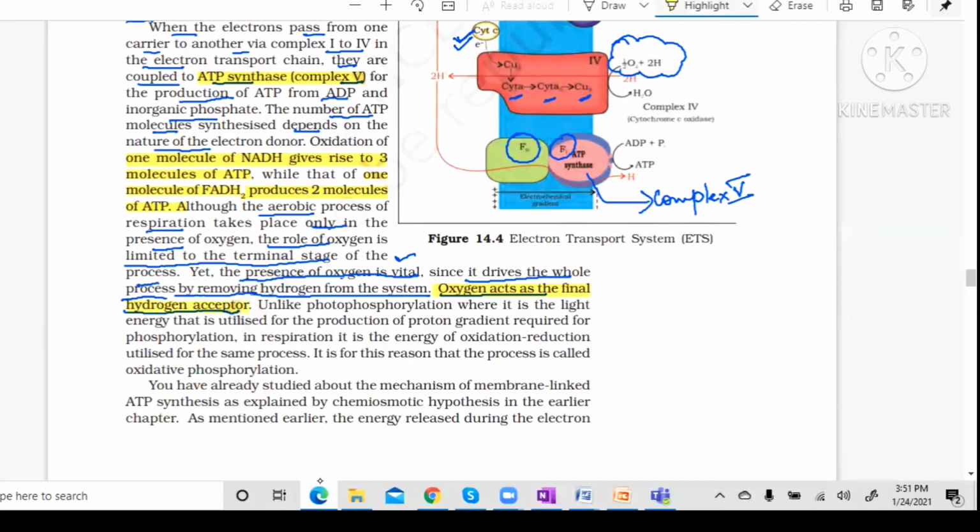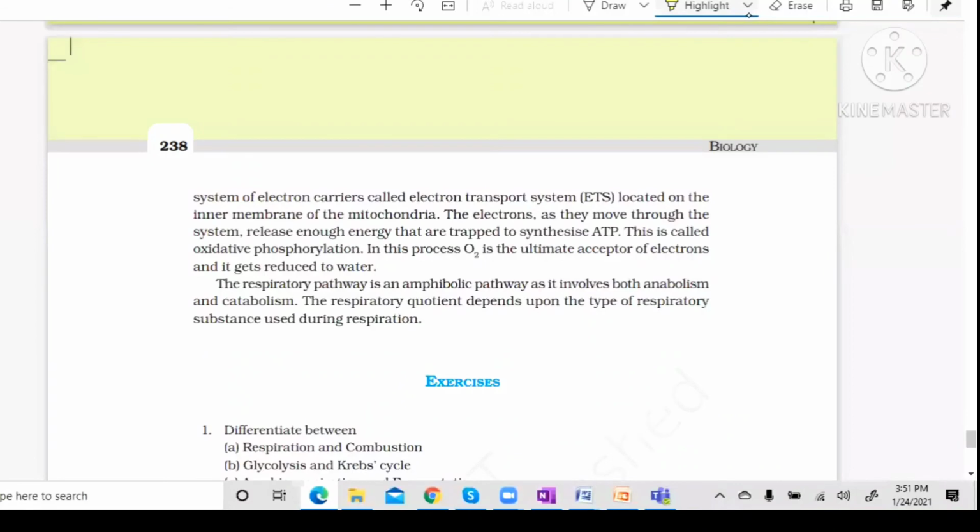Now, one more thing I want to highlight here. Just give me 1 minute. Beta, check carefully. Oxygen is the ultimate acceptor of electron and it is reduced to water. This is the line given in our summary. So oxygen is the ultimate acceptor of electron and the final hydrogen acceptor so that it can make water. And we say oxygen is reduced to water because you know very well that when anything takes hydrogen, we call it reduced. Is it clear, beta?